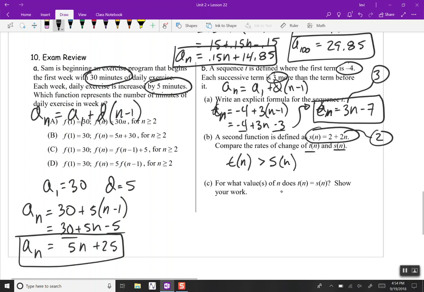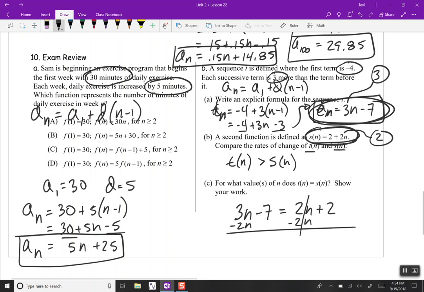For what values of n does t of n equal s of n? So we just need to set these equal to each other. So t of n, right here, 3n minus 7. When does that equal s of n, which is 2n plus 2? I always write it with my term with the variable in front. It's backwards from how they wrote it, but it's the same thing. So we can solve for n by subtracting 2n. If we're going to move our n's to the left, we want to move our constants to the right, so we'll add 7. And we get n equals 9.